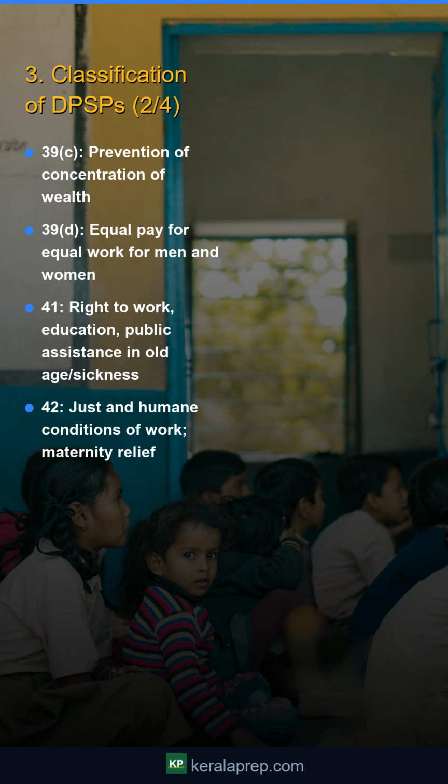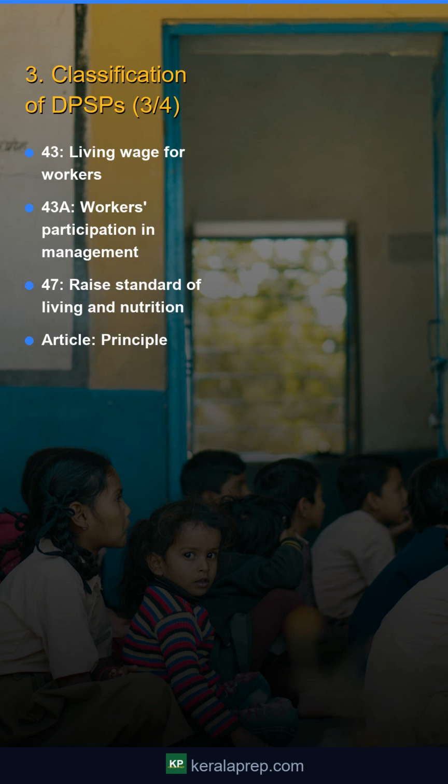Article 41: Right to work, education, public assistance in old age, sickness. Article 42: Just and humane conditions of work, maternity relief. Article 43: Living wage for workers. 43A: Workers' participation in management. Article 47: Raise standard of living and nutrition.